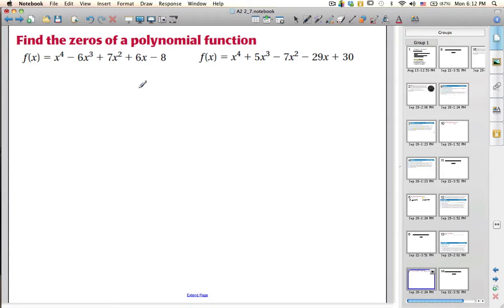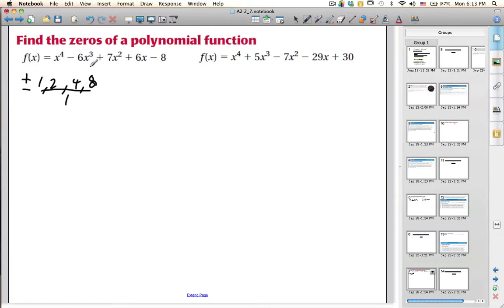So here we go through. We want to find the zeros of our polynomial function. I've got a couple of fourth degree functions here. And going back to the skills we've learned before, I know that the total number of rational zeros would be the factors of the constant divided by the factors of the leading coefficient. So the leading coefficient is 1, and the factors of 8 are 1 and 8 and 2 and 4, and those are the factors. So I could test plus and minus 1, 2, 4, and 8.